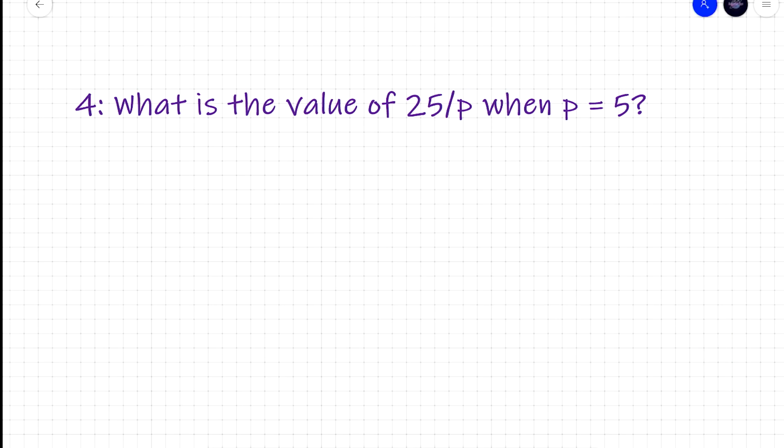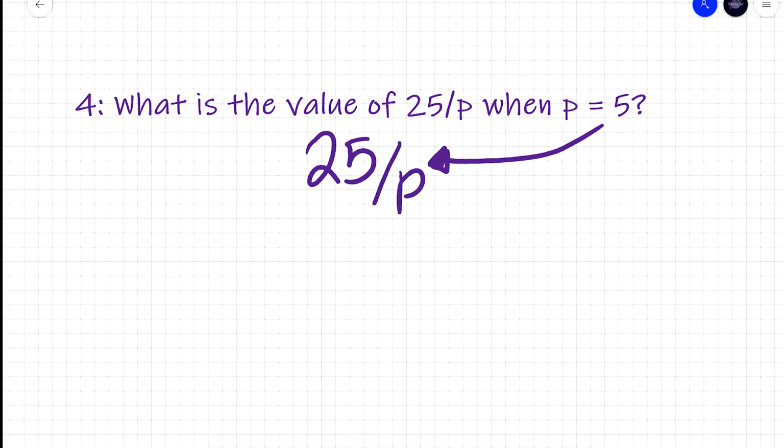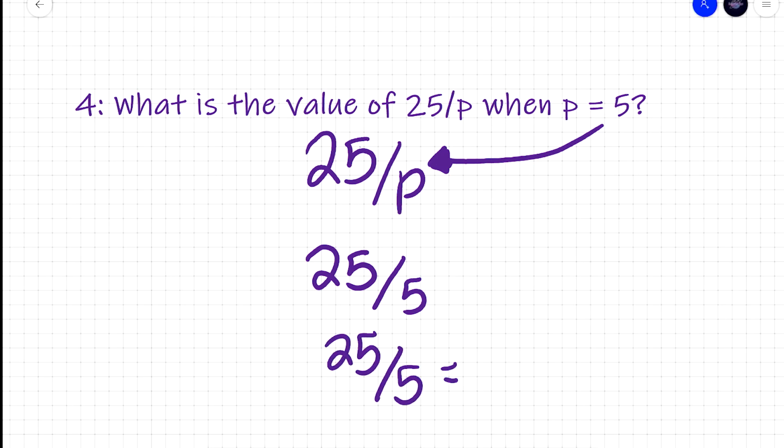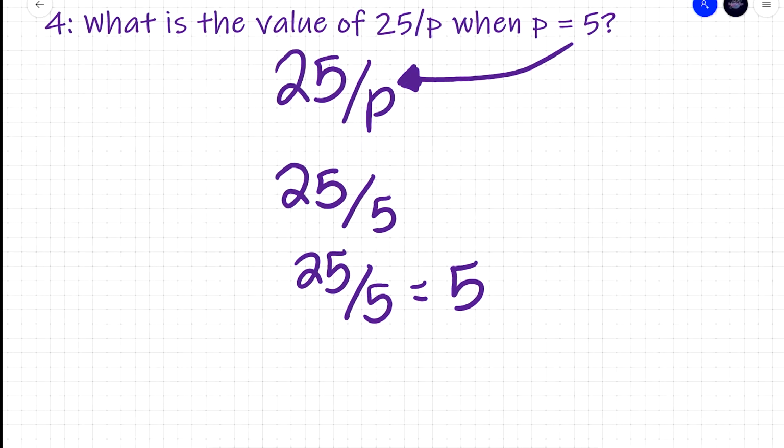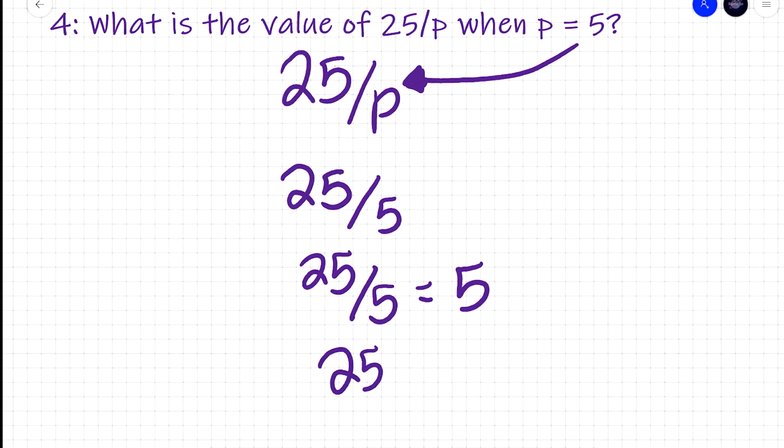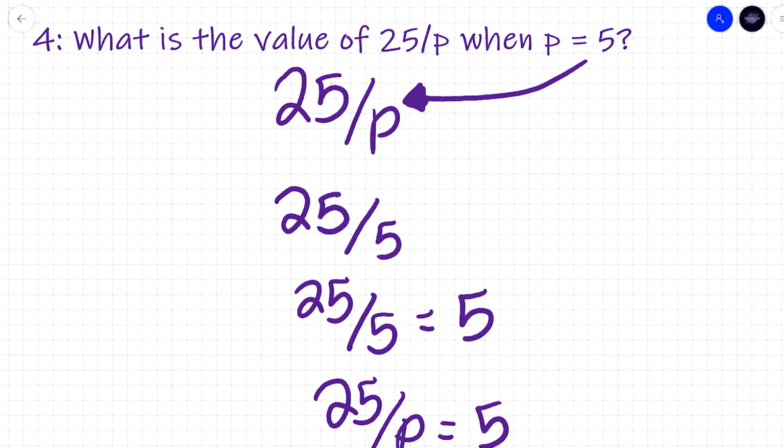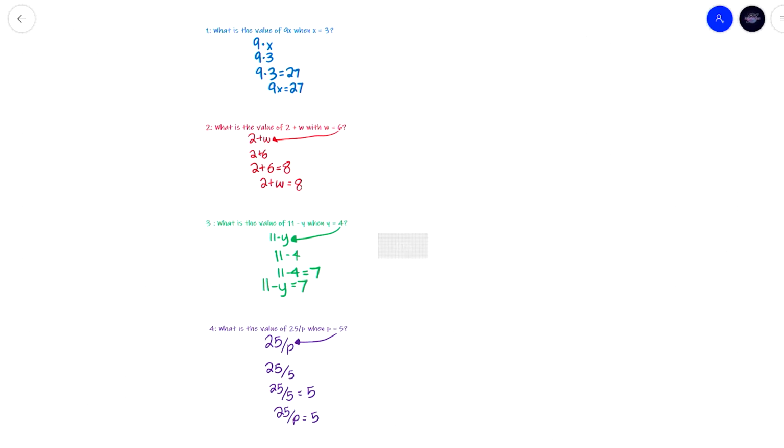Done. So this one may be a little bit harder, maybe. So for this one, 25 divided by p, just substitute 5 into p. Then you have 25 divided by 5. And if you guys do the math, it comes out to a very nice number, which is just 5. So therefore, 25 divided by p is equal to 5, which is really nice. So that was the end of the quiz.